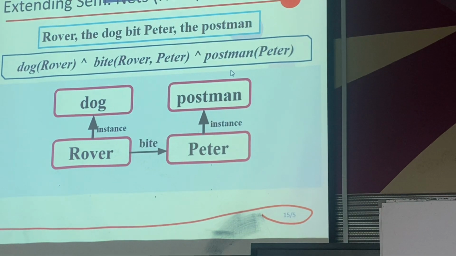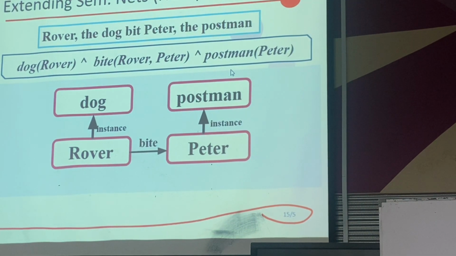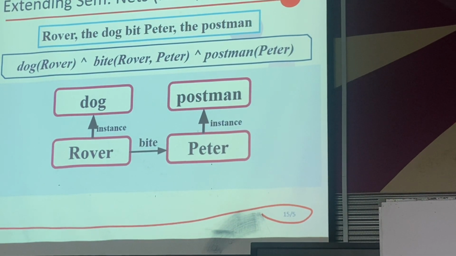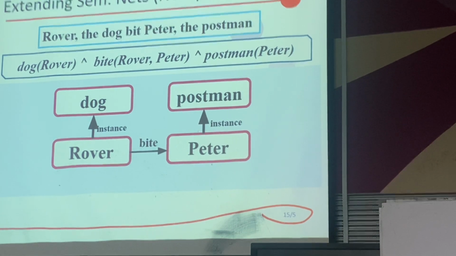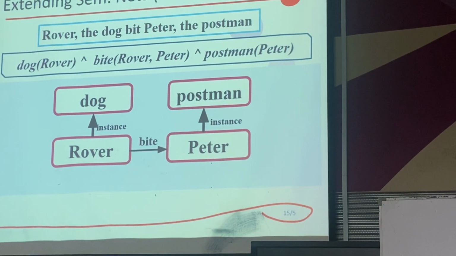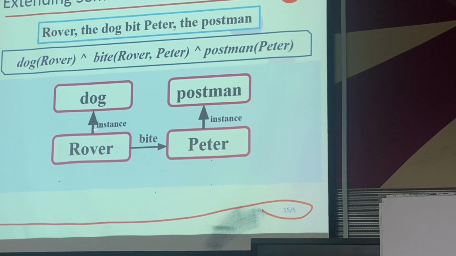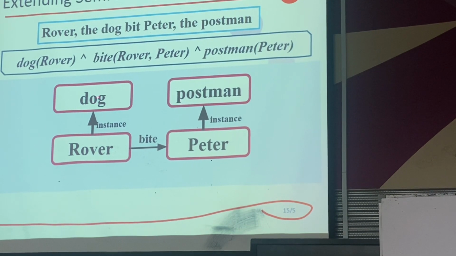So here we have learned just some examples of semantic networks. Let's say you have Rover, the dog, bites Peter, the postman. Then you can say Rover is just one of the examples, an instance of dog. So Rover bites Peter. Peter is just one of the examples of the postman. Okay.